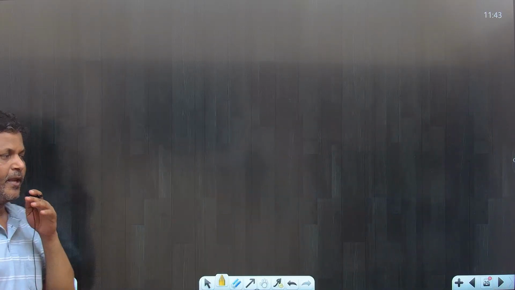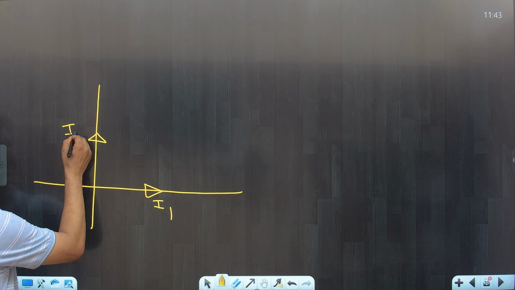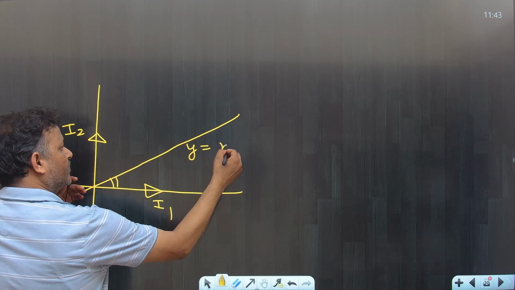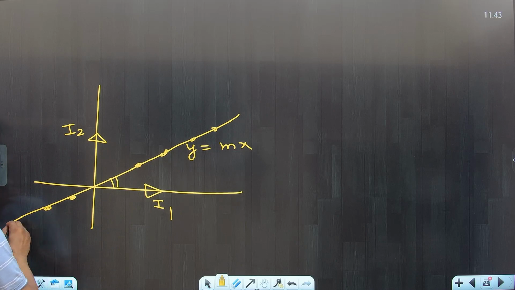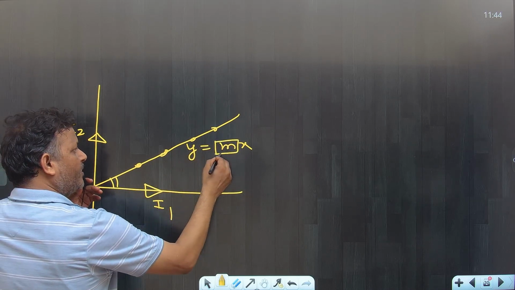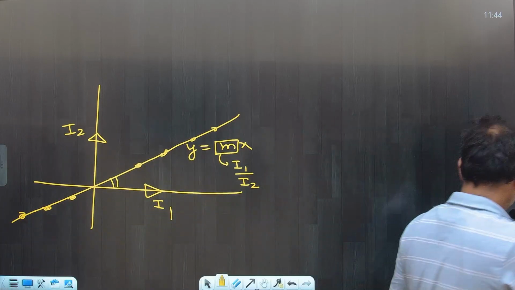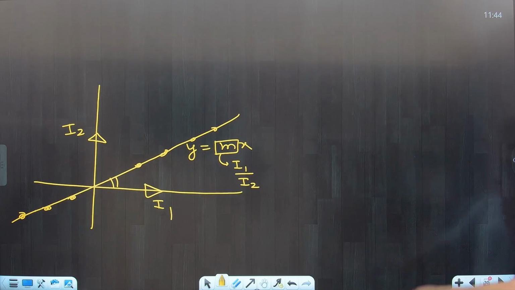So what I want to say is that whenever current I1 is flowing along the x-axis and current I2 is flowing along the y-axis, then there is a line y = mx at which the magnetic field will be 0 at all points, whether in the first quadrant or the third quadrant, and the slope of that line will be I1 by I2. You just proved it, right? So if current is flowing along the x-axis and y-axis, you get the equation of the line at which the magnetic field is 0.